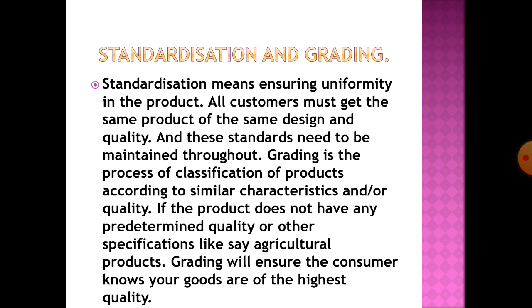Next is the standardization and grading. Standardization means ensuring uniformity in the product. All the customers must get the same product at the same design and quality, and the product standard needs to be maintained throughout. Grading is the process of classifying the product according to similar characteristics of quality. If the product does not have any predetermined quality or other specification, like agriculture products, grading will ensure the consumer knows your goods are of the highest quality. Quality is another factor involved in the particular brand.